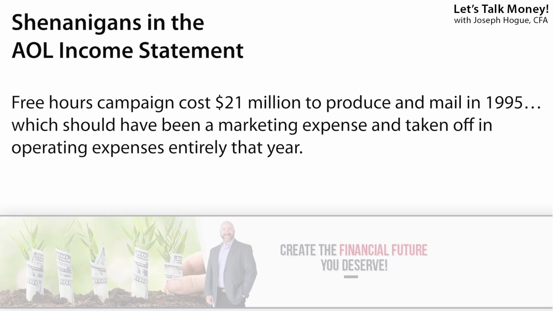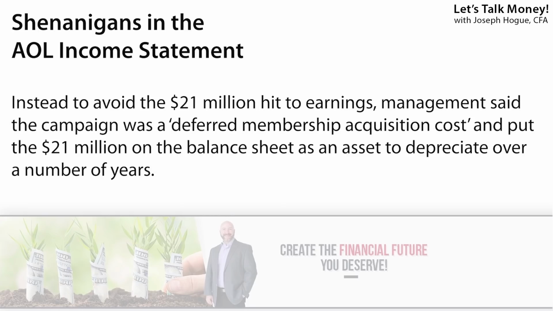But management has this bonus to think about. It doesn't want a $21 million hit to the earnings. So instead, AOL said that this was a deferred membership acquisition cost, like spending on all those CDs was going to get people to use the service over a period of years. So it put this money as an asset on the balance sheet and was going to depreciate a little bit of that $21 million each year on the income statement.